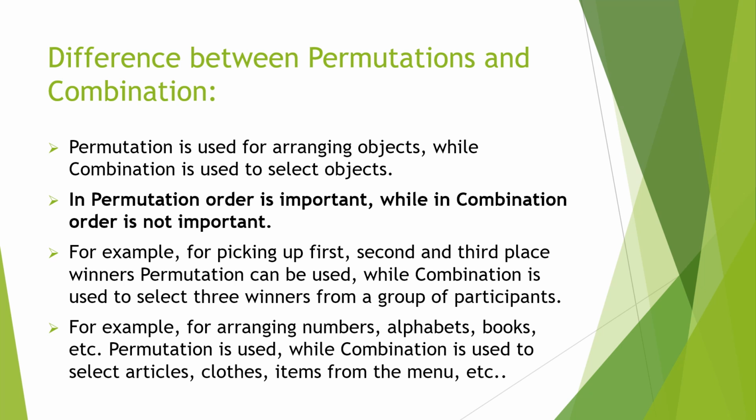Another example, for arranging numbers, alphabets, books, etc., permutation is used, while combination is generally used to select articles, clothes, items. Say you want to select some items from the menu. In that, order doesn't matter whether you take an item first or second. You are just selecting the items from the menu. So in that case, combination is used. Permutation is used for arrangement. Combination is used for selecting.